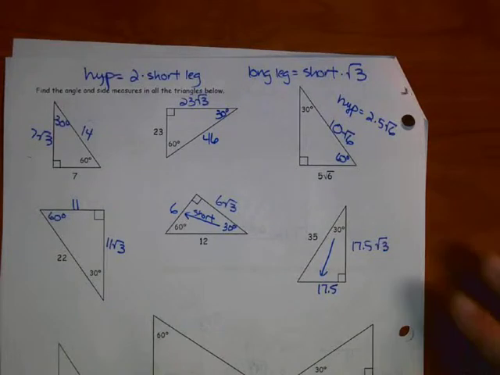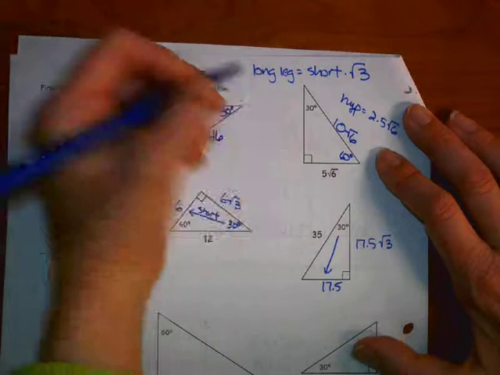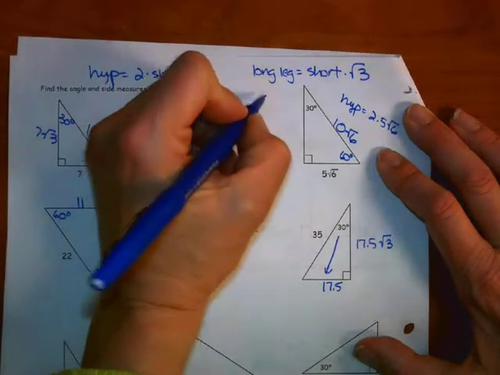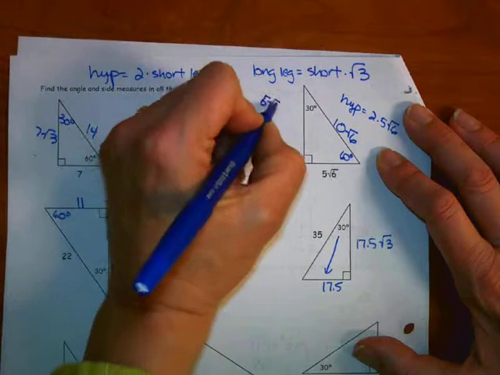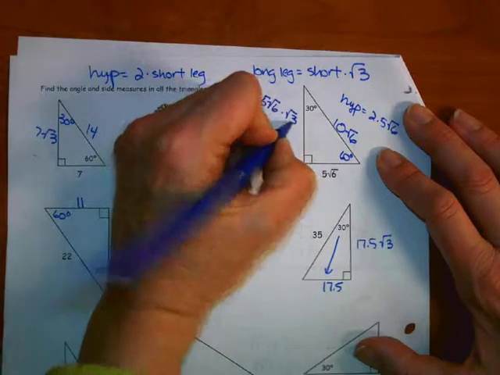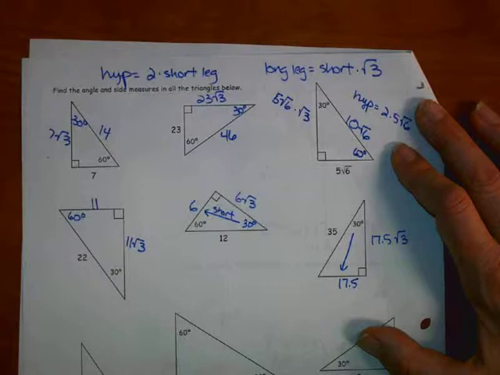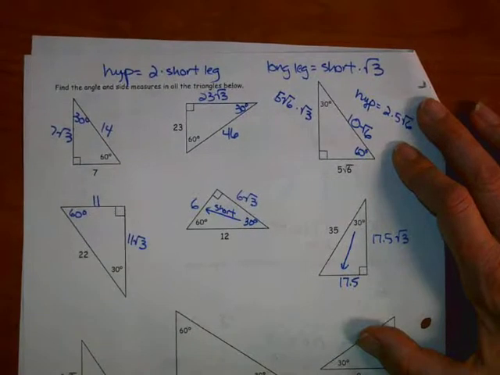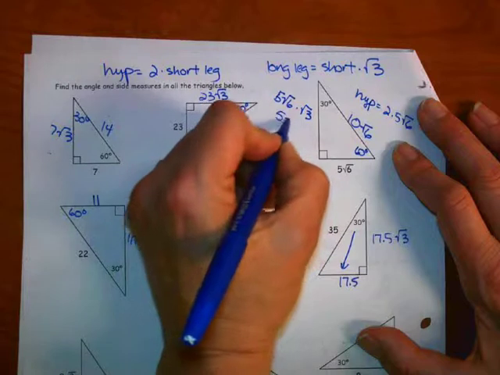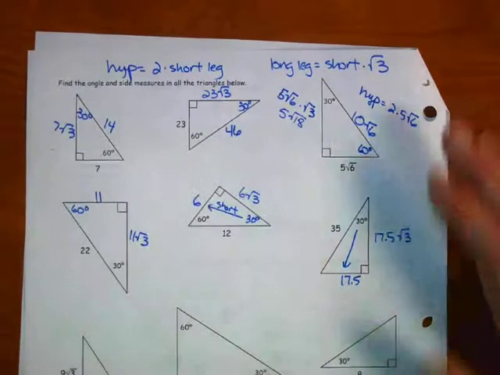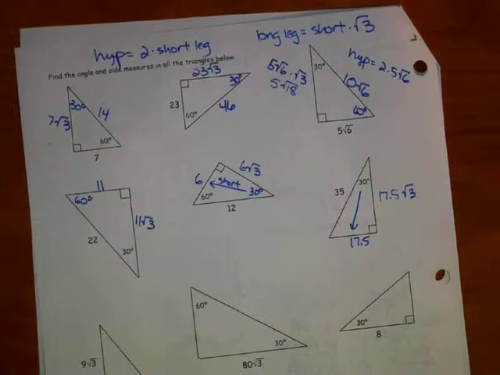Alrighty. This is my short leg. How do I get my long leg? Yep. It is going to be 5 times the square root of 6 times the square root of 3. I can't do anything with these separate, so I'm going to put them together to see if that helps me simplify. It sure does.